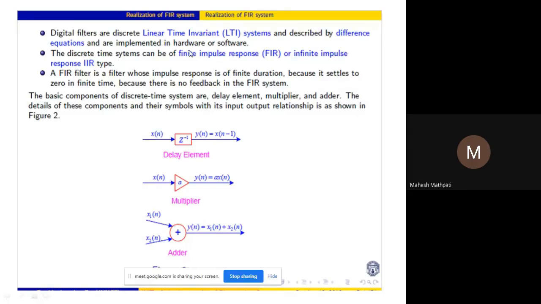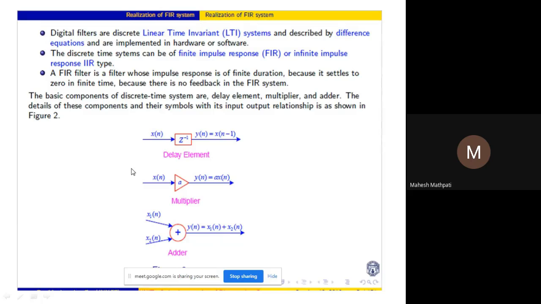What I said is that digital filters, as we know, are LTI systems, which are represented with the help of a difference equation, and they can be implemented in terms of hardware or software. And also we know that these digital filters are of two types: one is FIR and the other is IIR, that is finite impulse response and infinite impulse response systems.